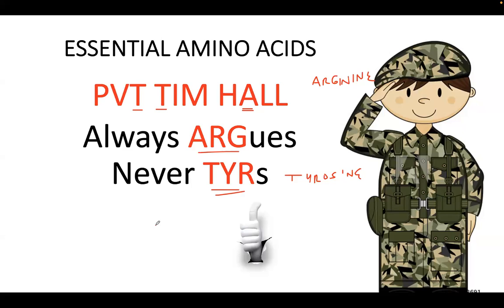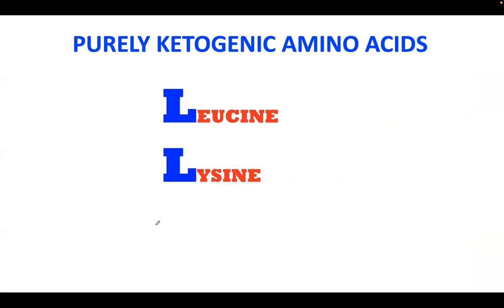I hope you guys got that. So take a deep breath. We're going to end with this concept. What are the purely ketogenic amino acids? There are two: leucine and lysine. So I want you to remember the word KILL, K-I-L-L. The purely ketogenic amino acids are leucine and lysine.